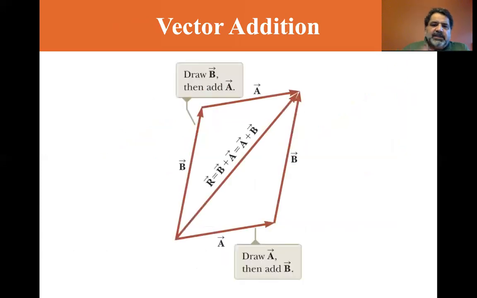Let's see. You can see that A plus B is equal to B plus A. You can see the commutativity property of adding vectors in any order. One is you draw A first and then B, and you get the resultant. Then you draw B and then A, and you get the same resultant. So vector addition is commutative.